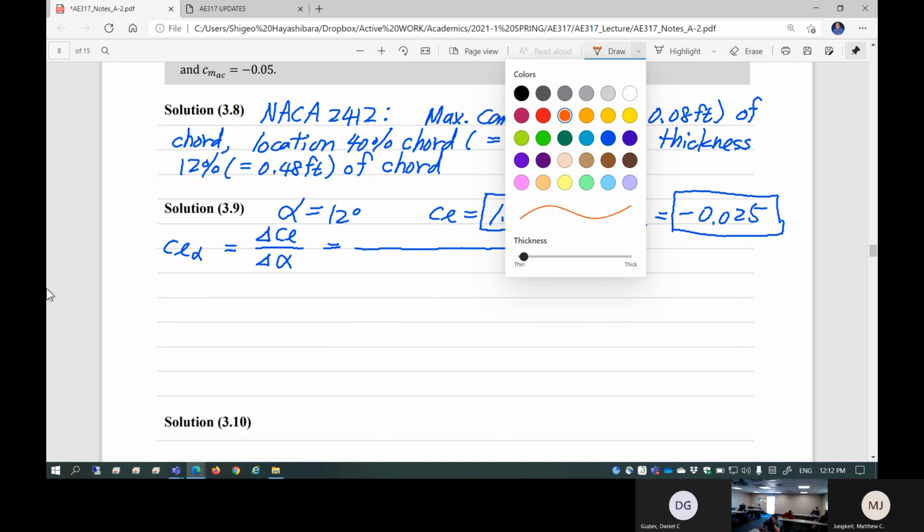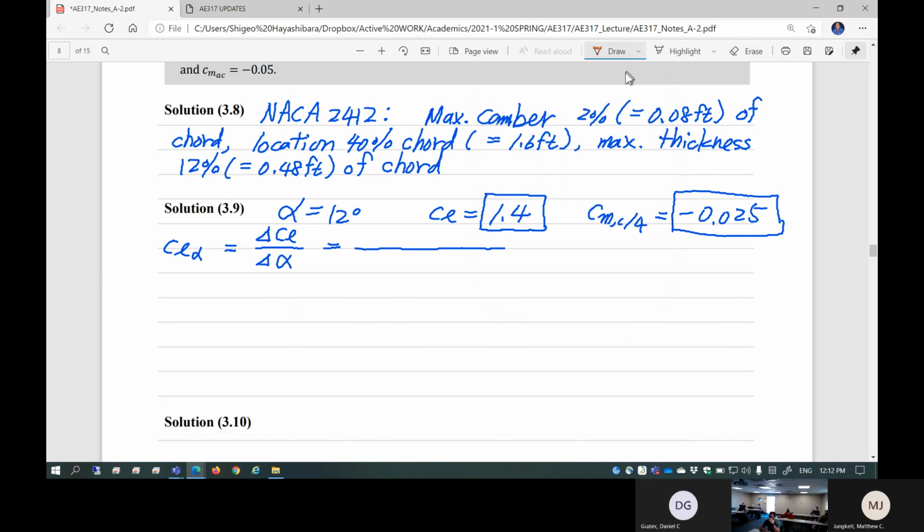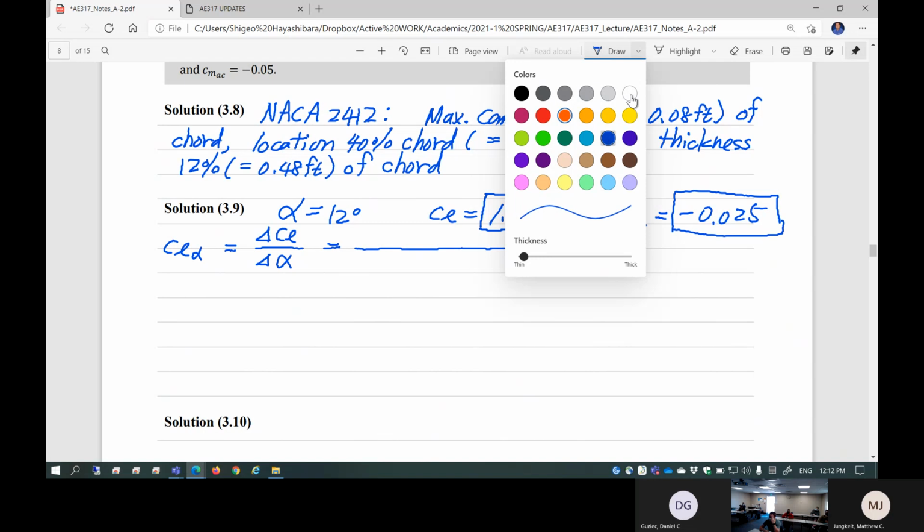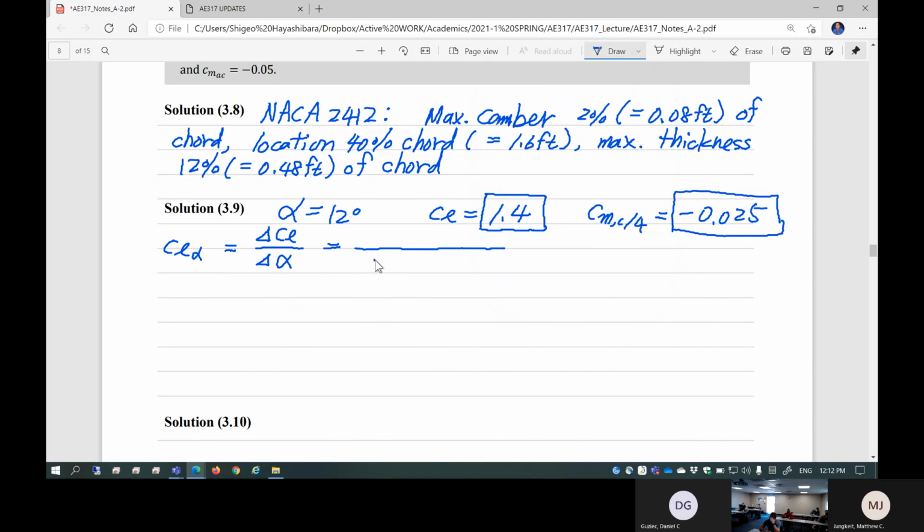Here. I'm going to fix my notes. Anyways. So in this case, I'm going to, of course, choose 12 because it's 12. At 12, CL is 1.4. And what is alpha zero lift for this case?